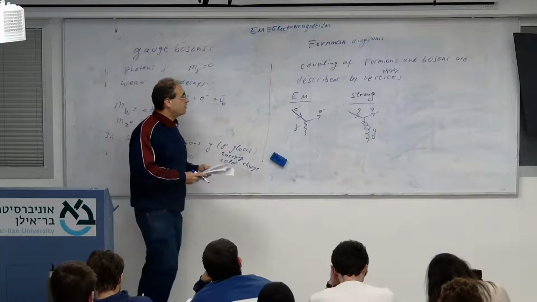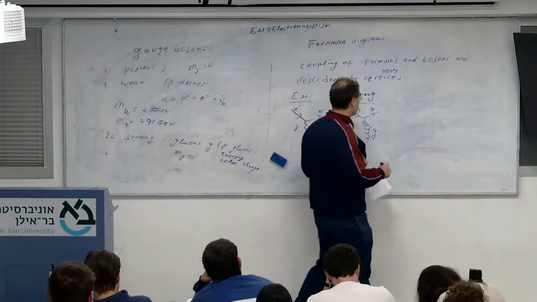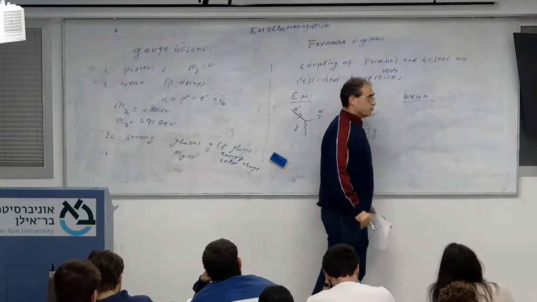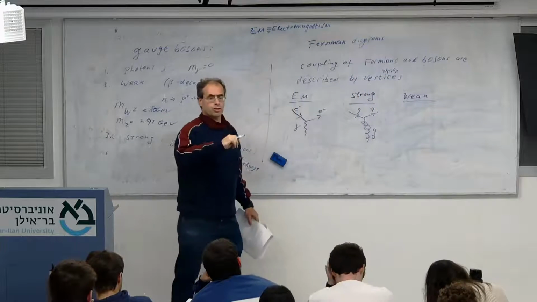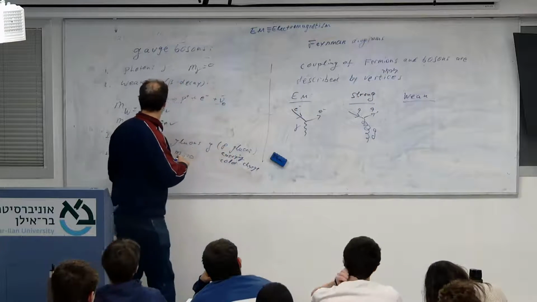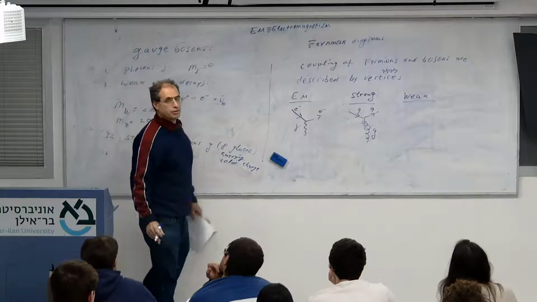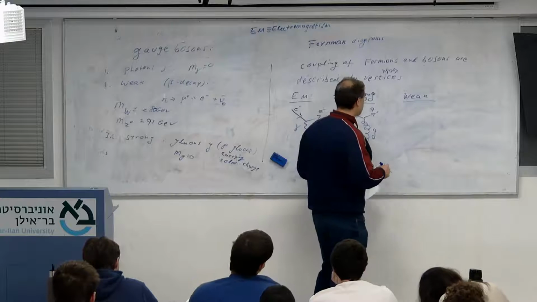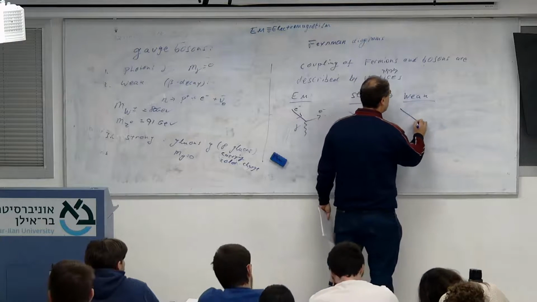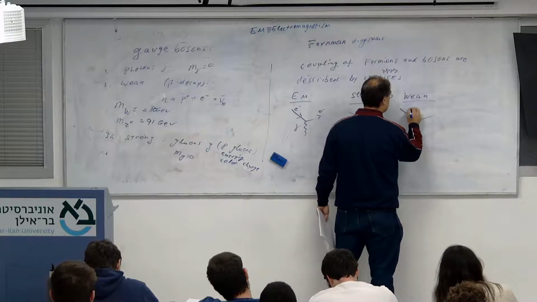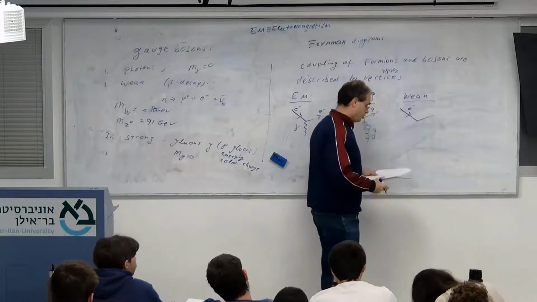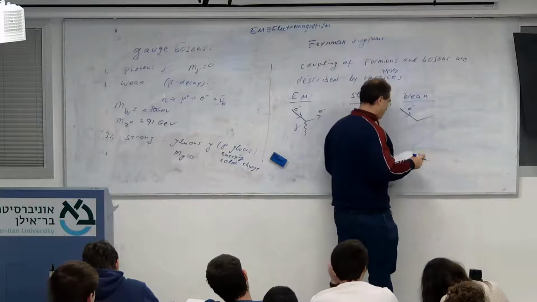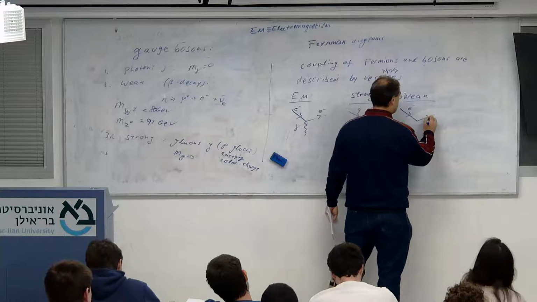And there is the weak, and the weak is a bit more tricky because you can have two. You can have one with charge, the W, and one without a charge, which is the Z. So for example, you can have an electron that transfers its charge to the W, and ends up as a neutrino.